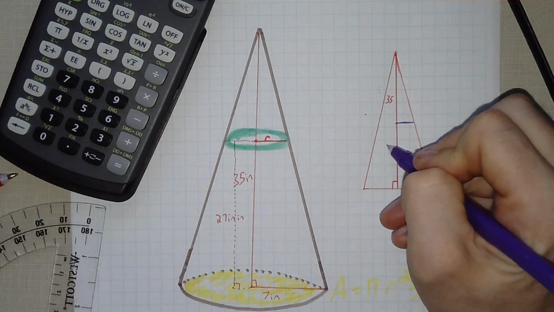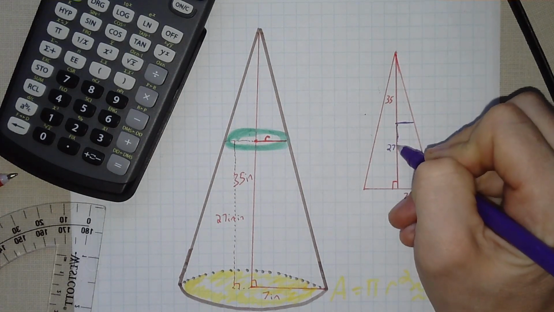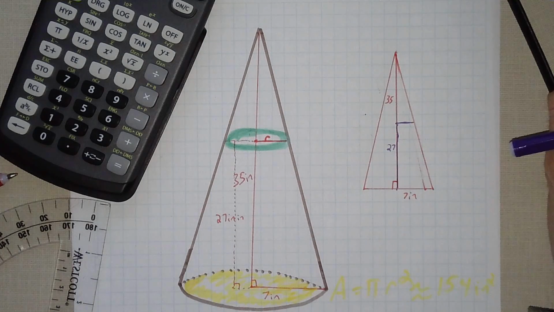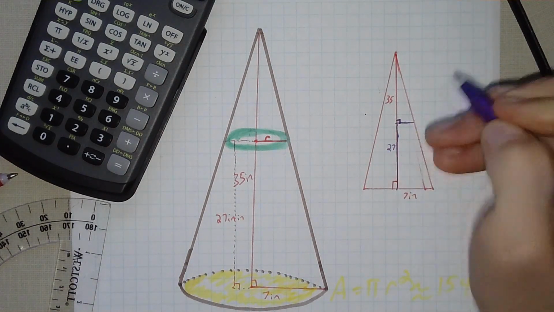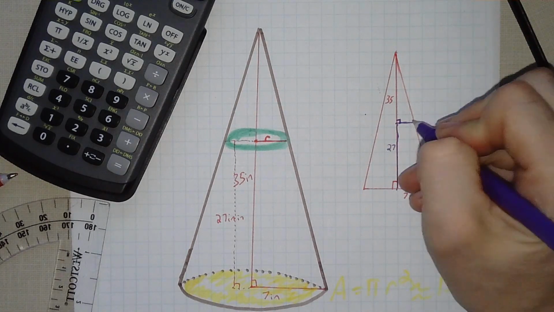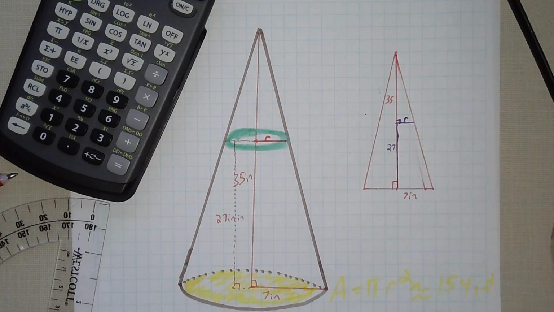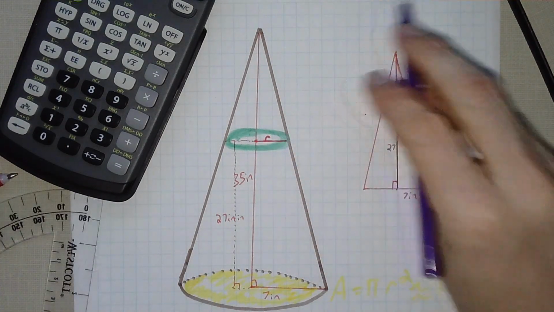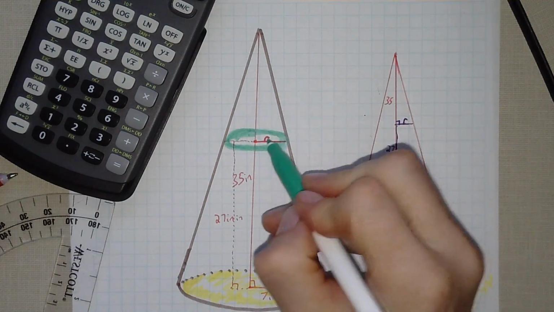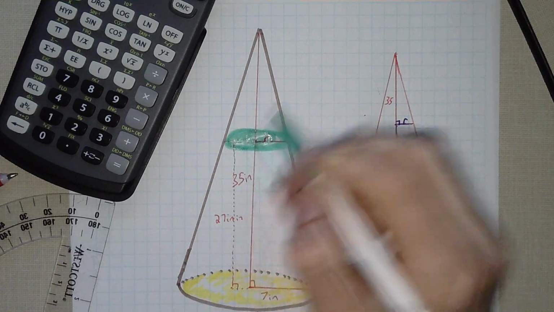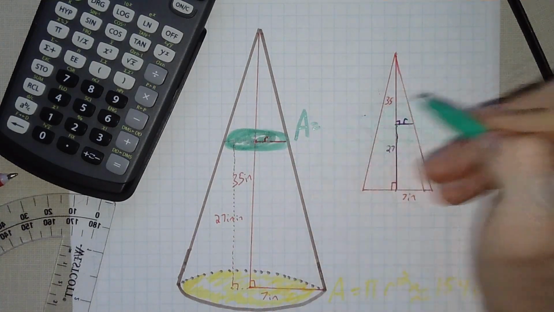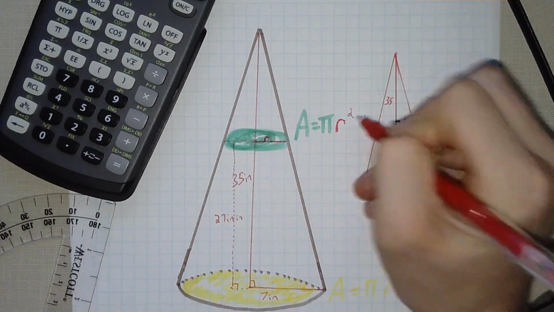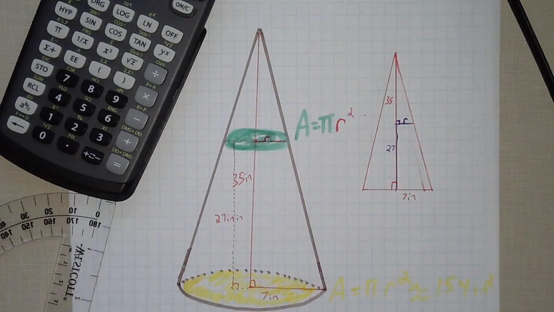and this is 27 inches. We have 27 inches, and we want you to figure this out so that you can figure out the area of this circle, right? Because this green circle here is going to have area equal to pi times r squared, right? So that's what we're trying to figure out here.